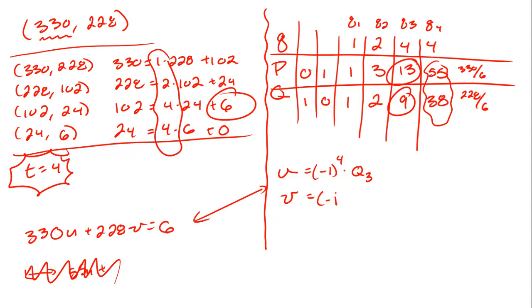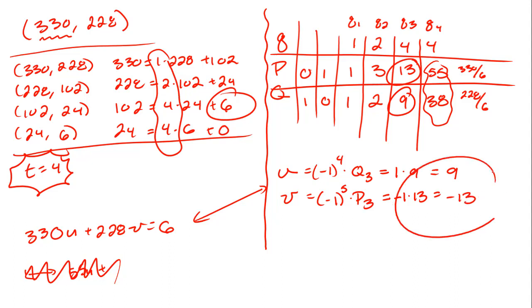For the v, it's going to be a -1 to the 5th. Like I said, it's just going to be the opposite sign of whatever the u was. So in this case, -1 to the 4 is an even exponent, so it's going to become a +1. This one needs to become an odd exponent, so it's going to fire a -1. It's going to be multiplied by the p3 term. So at the end of the day, I'm going to get a 1 multiplied by the 9, and over here, a -1 multiplied by the 13, which becomes the solution 9 and -13.